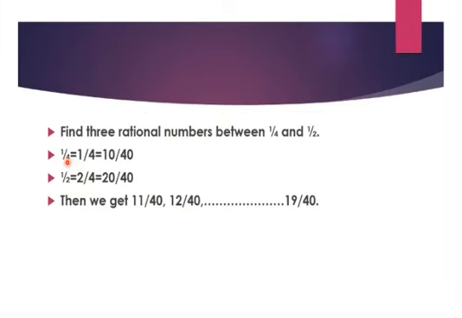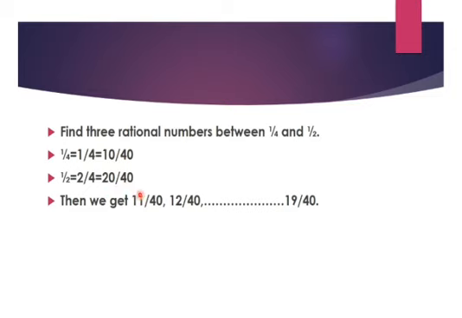Now in this question, we can find the answer in another method. We can easily find 3 rational numbers between 1 by 4 and 1 by 2. We take the LCM of 4 and 2, so 1 by 4 stays 1 by 4 and 1 by 2 becomes 2 by 4. The denominators are the same. Then we multiply both numerator and denominator by 10, and we get 10 by 40 and 20 by 40. Then we can easily find rational numbers between 10 by 40 and 20 by 40.